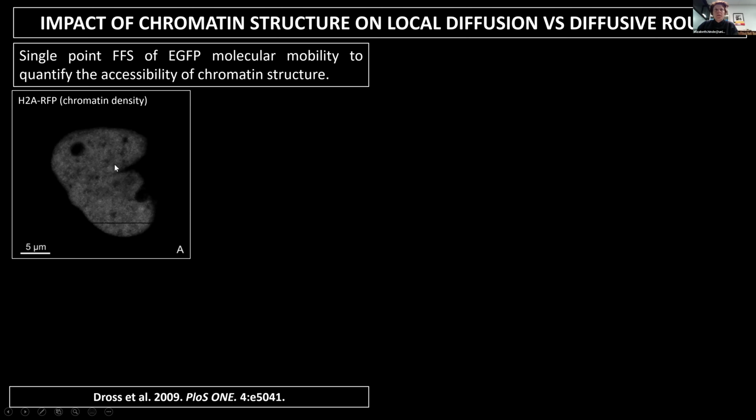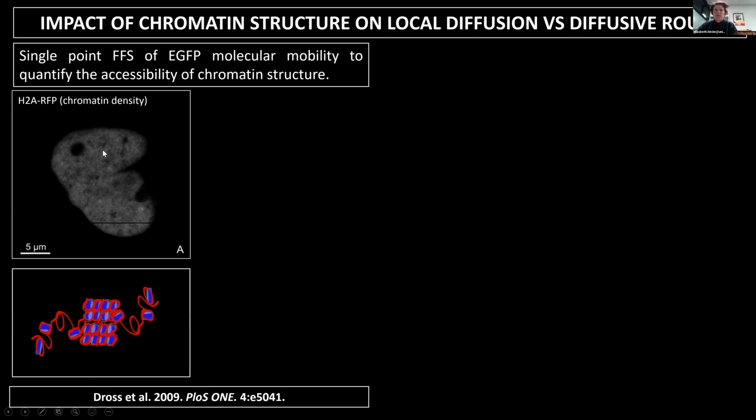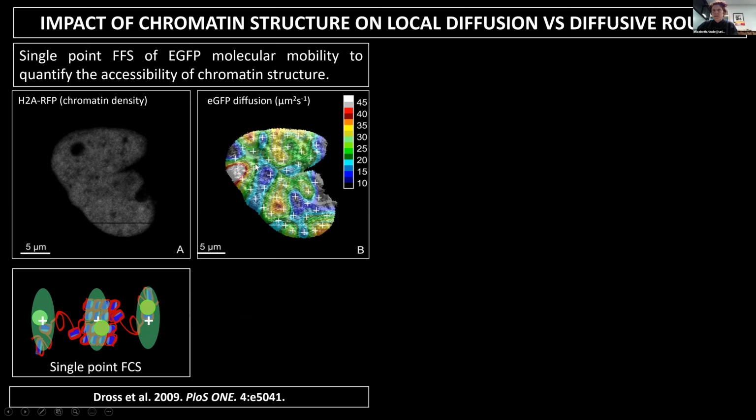And so a long time ago, there was a study where they labeled the chromatin network with RFP-labeled H2A, which is a component of the nucleosome, and asked the question: if they co-expressed EGFP and did a fluorescence correlation analysis of EGFP fluctuations in fluorescence intensity at locations where the chromatin, as revealed by the RFP signal, was quite compact or decompact, does it have an impact on how an inert protein diffuses at that location? And they did this at various points throughout the nucleus and derived a map of EGFP diffusion.